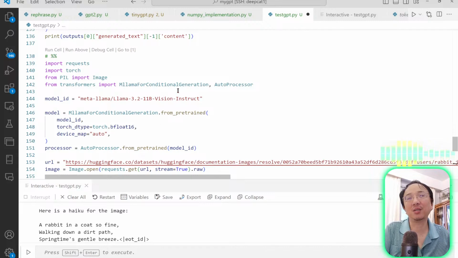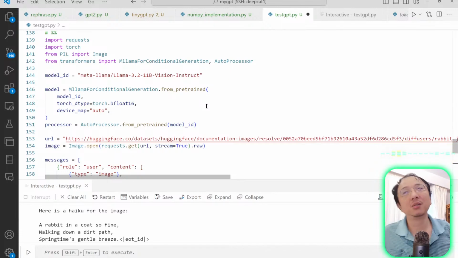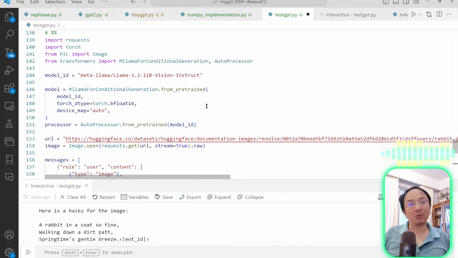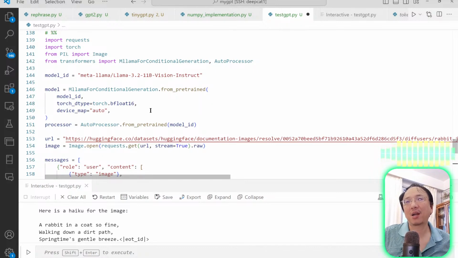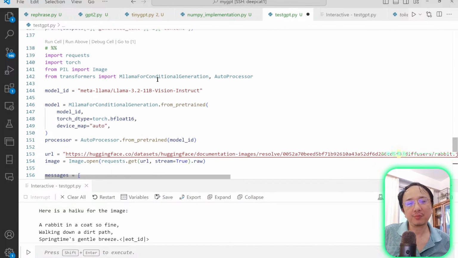So if you have like 16 gigabyte memory or less, you can probably try a quantized version. I believe you can find it on the Hugging Face repo.